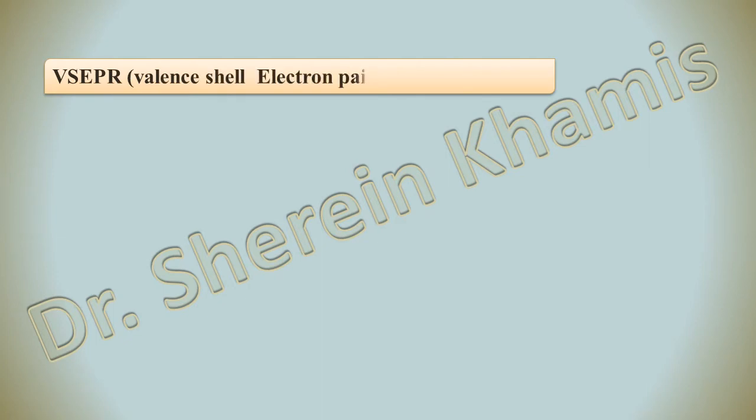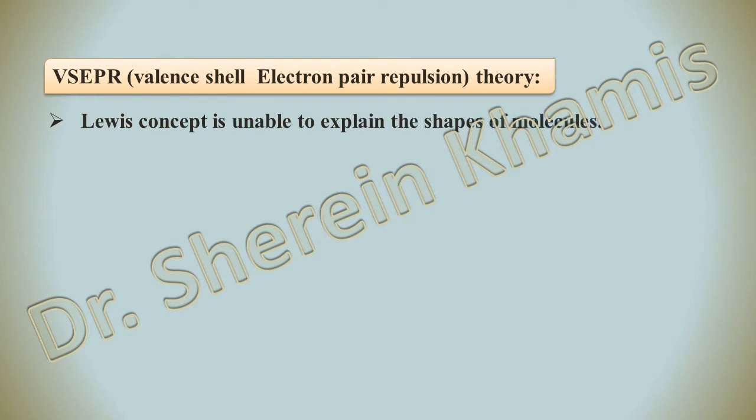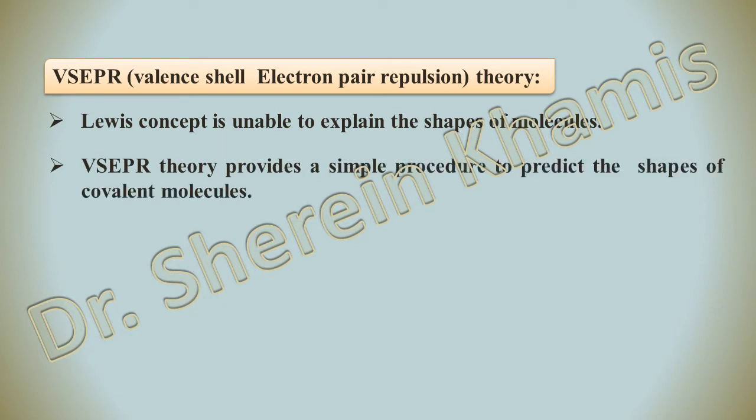Valence shell electron pair repulsion theory starts from what we studied previously, that the Lewis concept is unable to explain the shapes of molecules, as shapes differ according to the number of lone pairs or bond pairs of electrons. So VSEPR theory provides a simple procedure to predict the shape of covalent molecules. We can use this theory to explain the shape of covalent molecules.